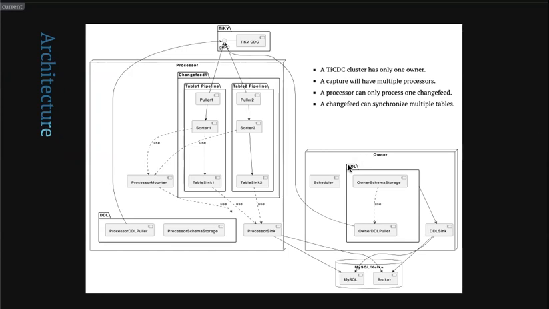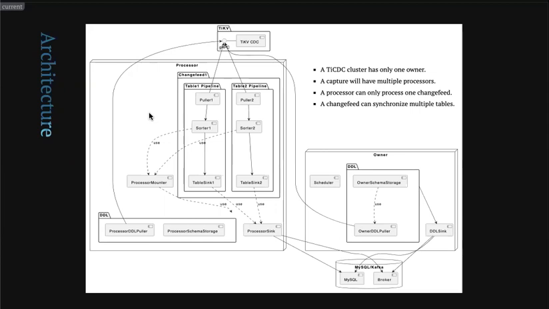The owner is responsible for scaling the tables and executing the DDL. Because the DDL is a special operation, you can't execute the DDL multiple times. So we need to make sure the DDL is executed only once, and that's why we need the owner to execute it. We only execute the DDL in the owner.